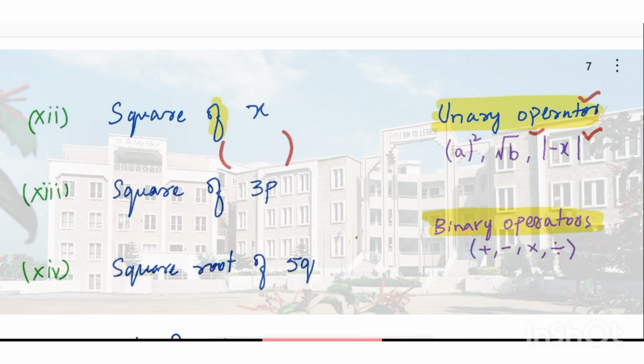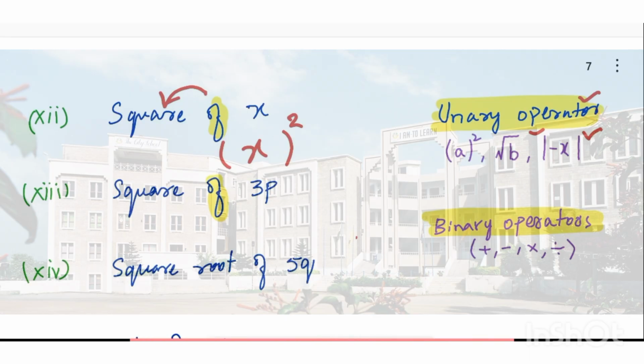Now square of x means of its bracket, and inside there is a variable x, and then what we have to do is square. So we'll be putting a square on it. Now the next one is the square of 3p.